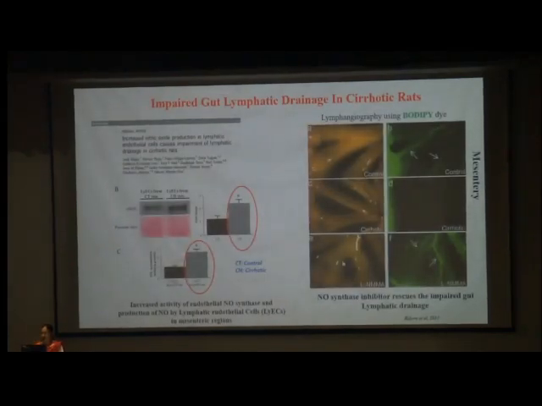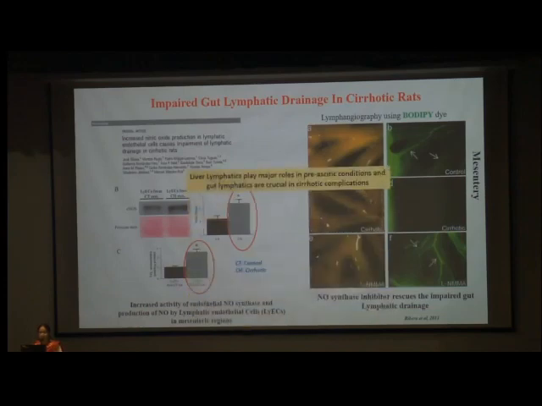This study was done long back, and it showed the importance of gut lymphatics in cirrhosis. In experimental cirrhosis, they showed that the mesenteric lymphatic endothelial cells have high expression of eNOS and high nitric oxide in cirrhosis as compared to the controls. And this was associated with decreased lymphatic vessel growth and drainage in these cirrhotic rats. So this was an important study which showed that liver lymphatics may play a major role in the pre-ascitic condition, but gut lymphatics are crucial in the cirrhotic complications.